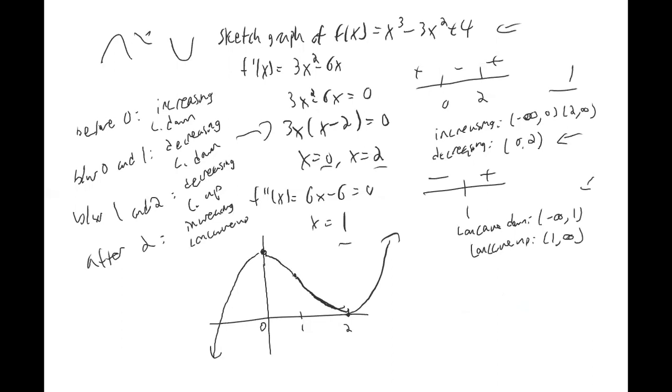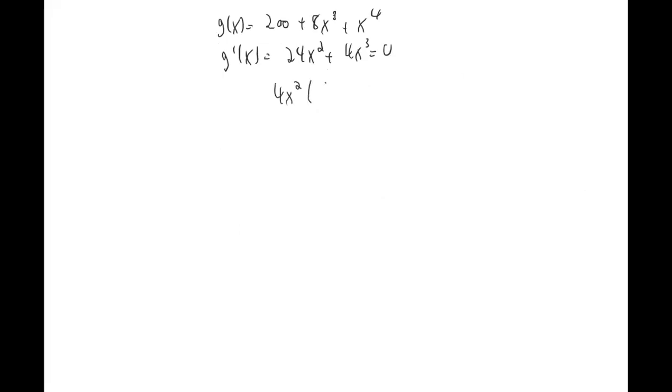There are a lot of questions on this, so maybe we should do one more. It's more work, because the previous question is just find intervals of increase, decrease. For sketching, you still have to do all of that. So let's sketch this. g prime of x is 24x squared plus 4x cubed equals 0. So this is 4x squared times 6 plus x, if I factor it out.